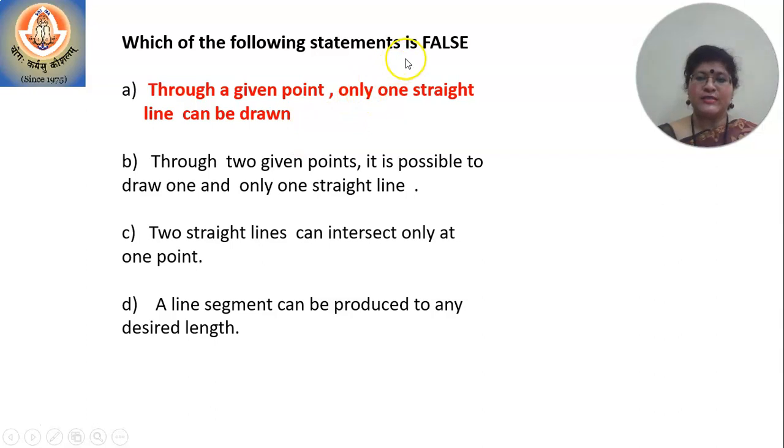Which of the following statements is false? Four options are given to you. You have to see which is incorrect. Through a given point, only one straight line can be drawn. This is a false statement because if one point is given, you can draw infinite straight lines.